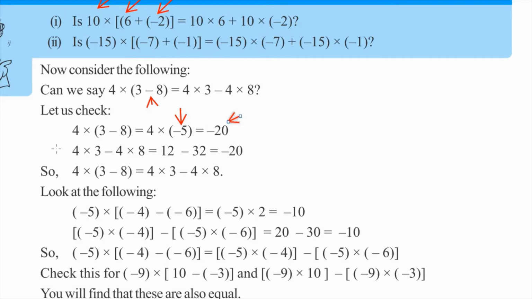Now let us try to do it the distributive way, where we distribute 4 into 3 and 4 into 8 and then find their difference.